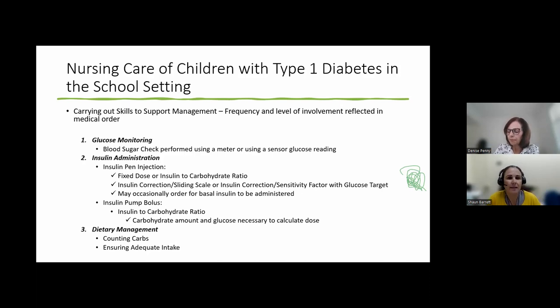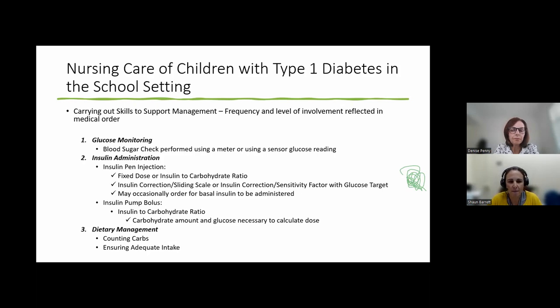We're going to talk about the devices, whether that's with an insulin pen, and as Denise was talking about, whether we would use a fixed dose or an insulin to carb ratio. In addition to either one of those approaches, is there a correction scale or an ISF that is detailed in the order? And again, as Denise talked about, there might be an order for basal insulin to be delivered. It's much more rare, but it can be possible in some families that need that extra support. If the child's wearing a pump, the insulin administration would be specified with the type of pump they're wearing. We're going to talk more about pumps in a moment as well.